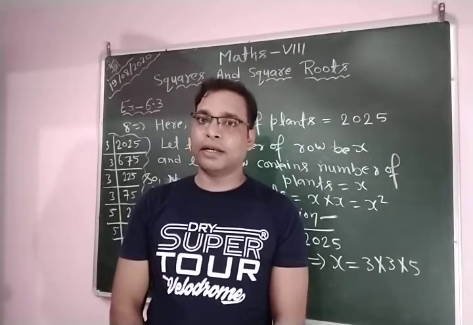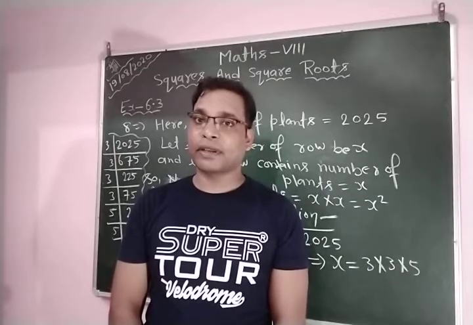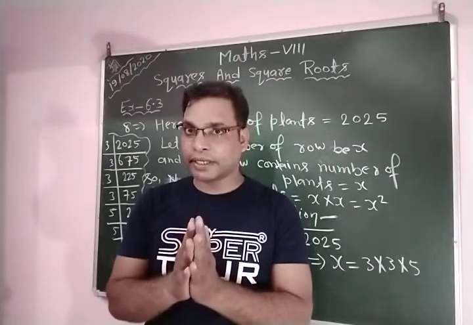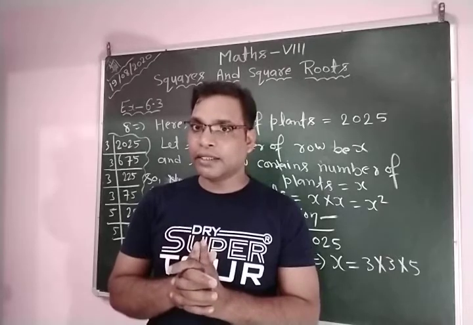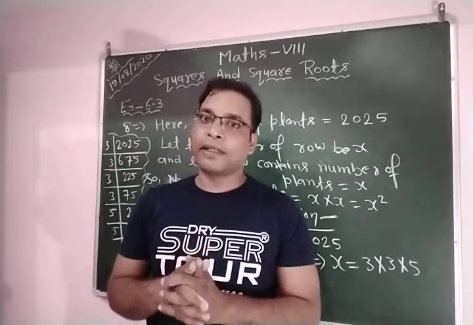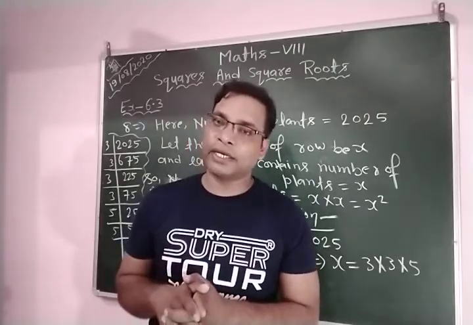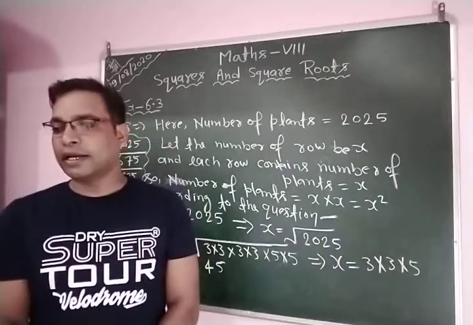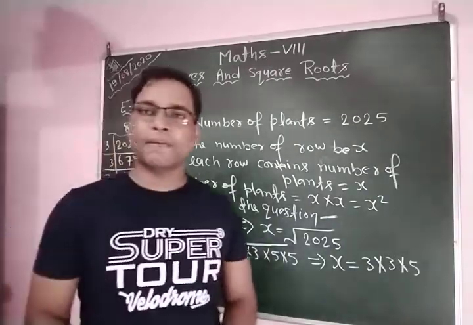Okay, once we find the prime factorization of the LCM, we look at the unpaired numbers and try to complete their pairs, and then we find the required number. So let's see how to find the smallest square number that is divisible by 4, 9 and 10.